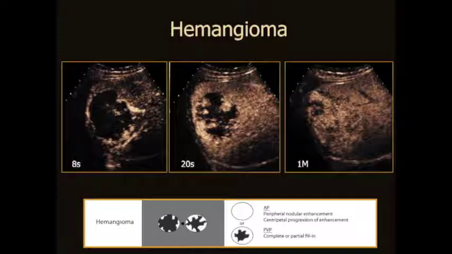And to their surprise, we show at 8 seconds a peripheral rim of enhancement, at 20 seconds centripetal progression of peripheral puddles, and at 1 minute virtually complete enhancement of the mass, a classic hemangioma, which showed sustained enhancement.